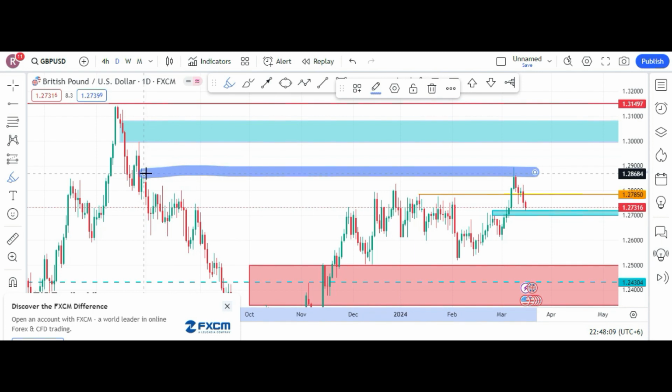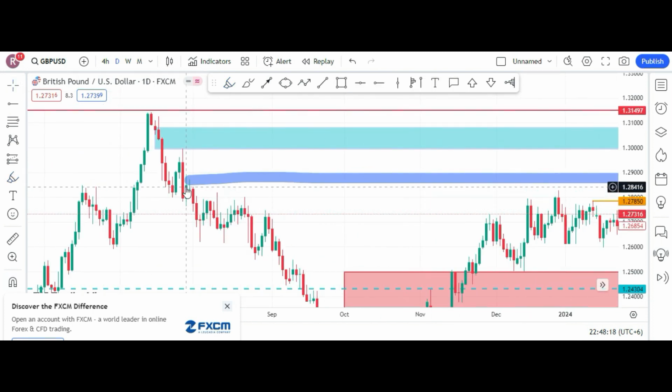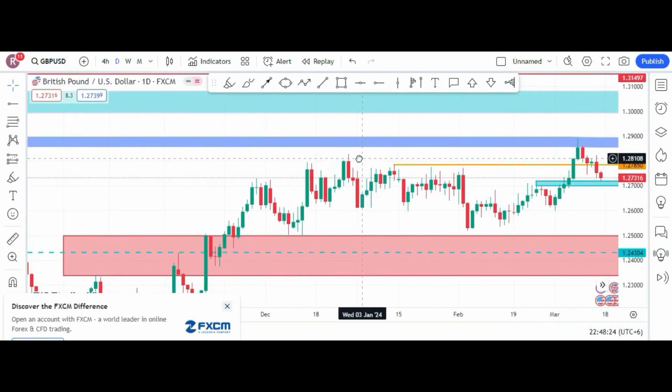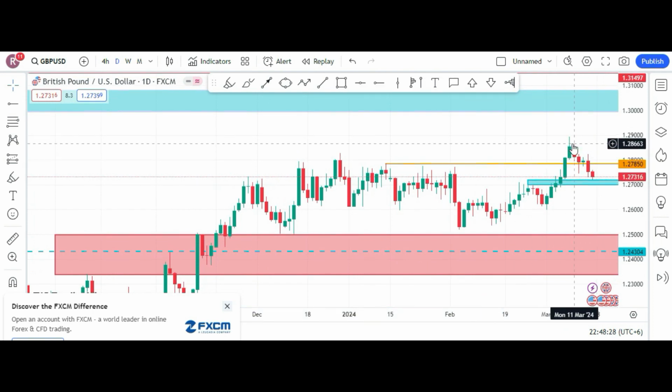to this area, this is a green and red. So this green one, the little one, has stopped the price moving upward. So we have a daily double top here.